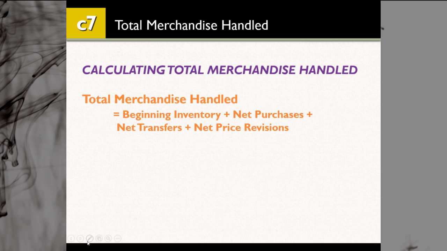Then how can you calculate this? Let's talk about the total merchandise handled first. Calculating total merchandise handled can be done by a combination of all this information below: beginning inventory plus net purchases plus net transfers in plus net price revisions. So your total merchandise handled will include these components. And you have to think about that these are using the net information, so net dollar amounts. Let's look at each concept.